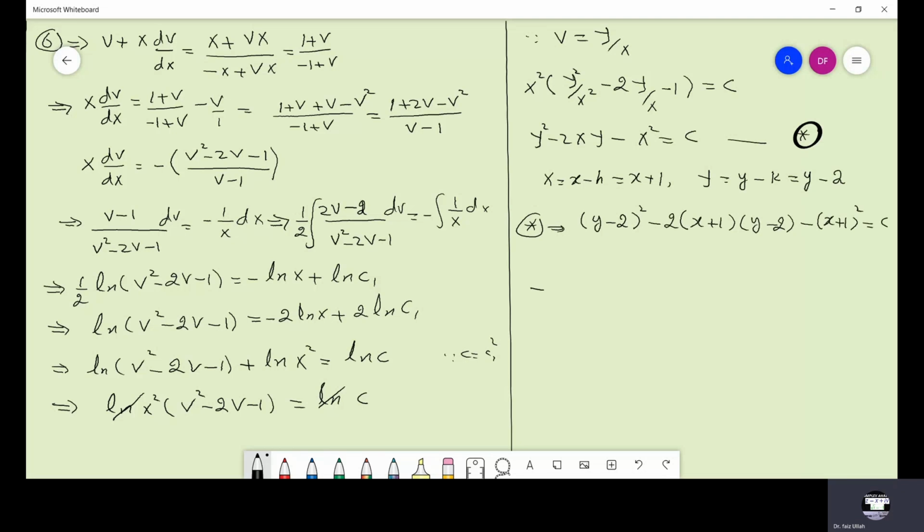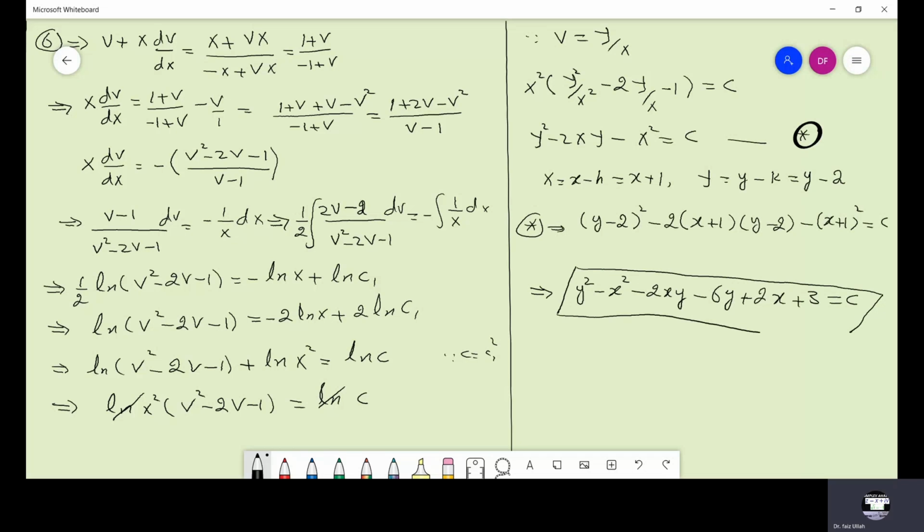And now if we simplify this equation, we get y square minus x square minus 2xy minus 6y plus 2x plus 3 is equal to c. And this is the required solution of the given problem. That's all.